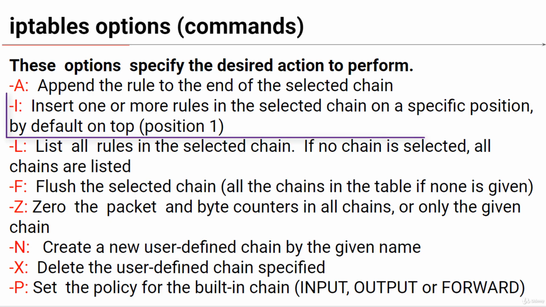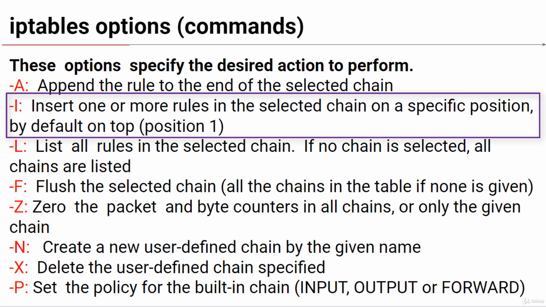Another important option is -I. -I inserts one or more rules in the selected chain on a specific position, or on top, position 1, if no position is given. Let's look at an example.